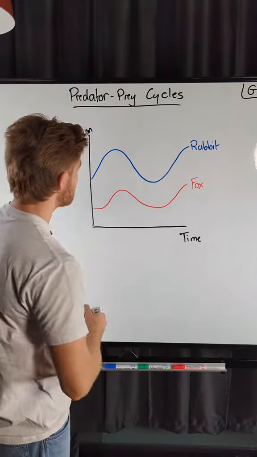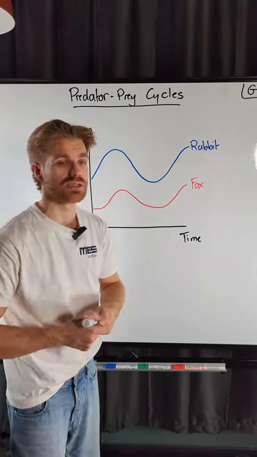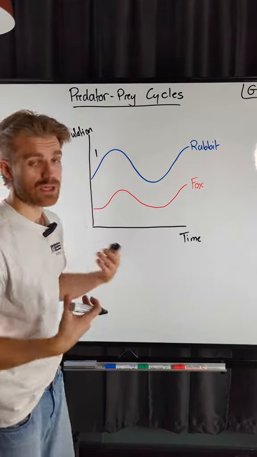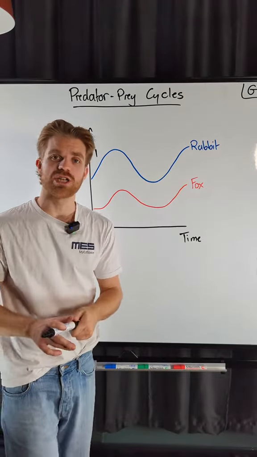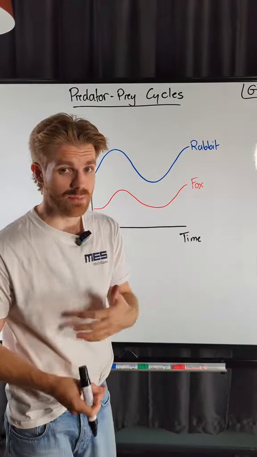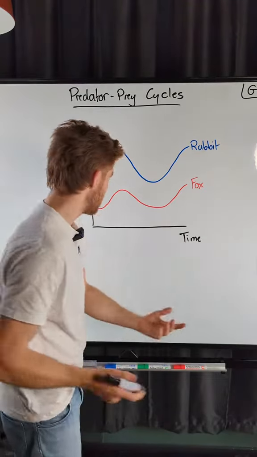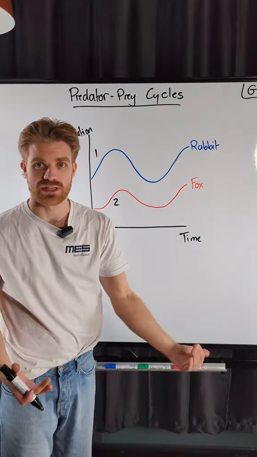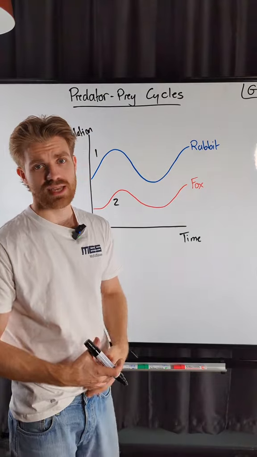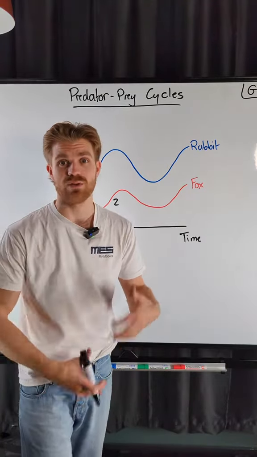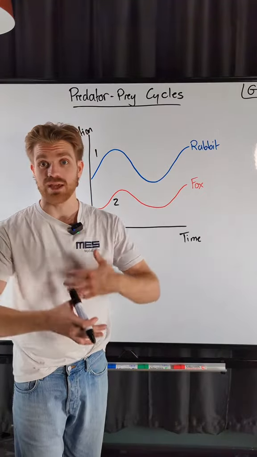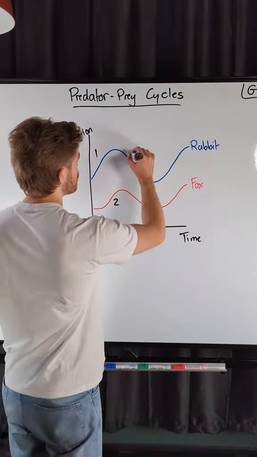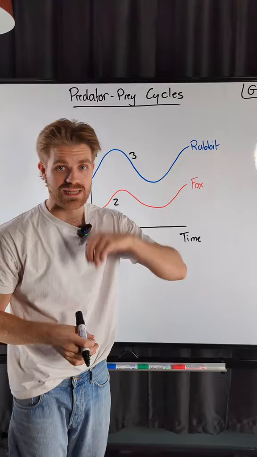So why is the graph shaped like this? Well, the first thing we can see is that the prey population is increasing. When the prey population increases, that means there's more food available for the predator population. So, stage 2, the predator population starts to increase. When the predator population starts to increase, that means there's more predators around, which means that they're going to be hunting more of the prey. And that means that less of the prey are going to survive. So the prey population then decreases.